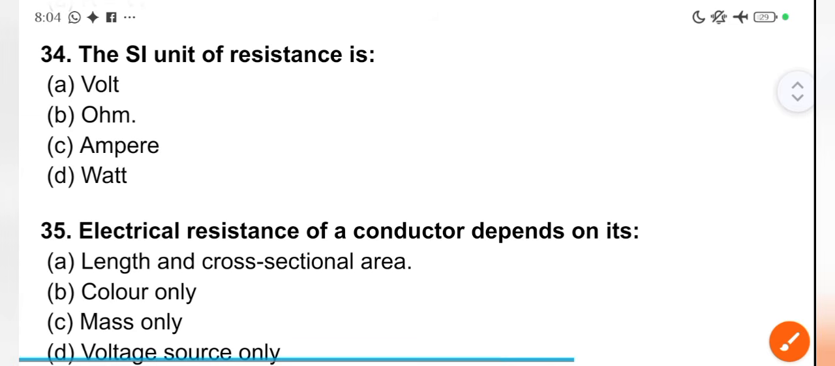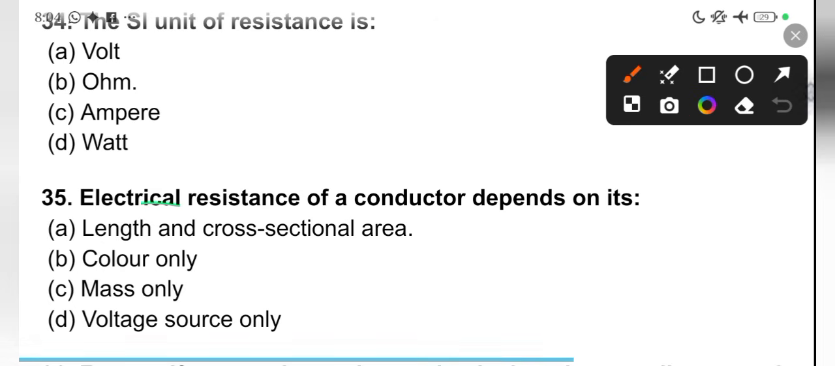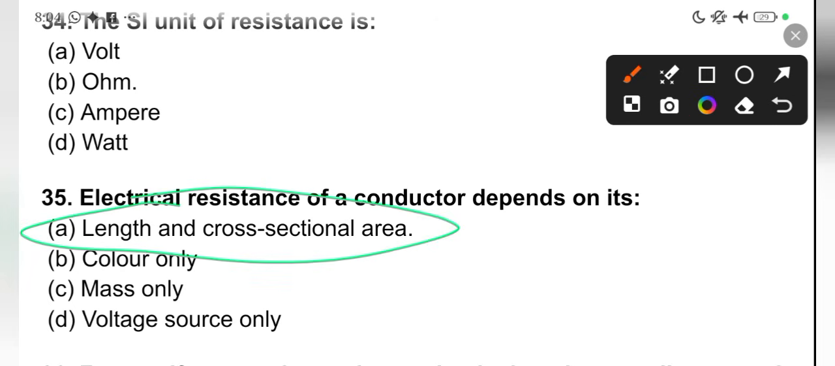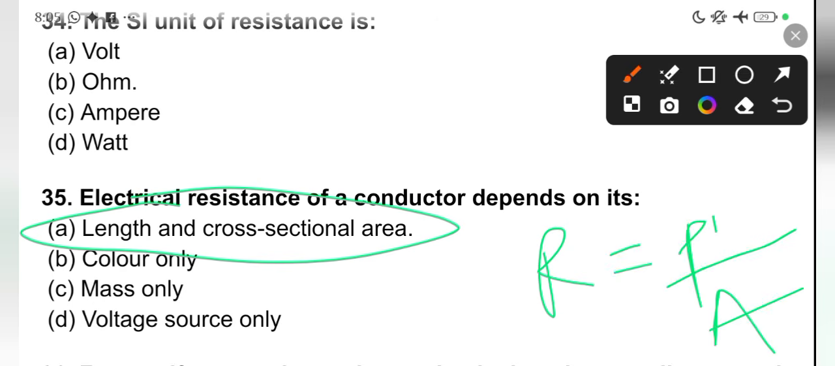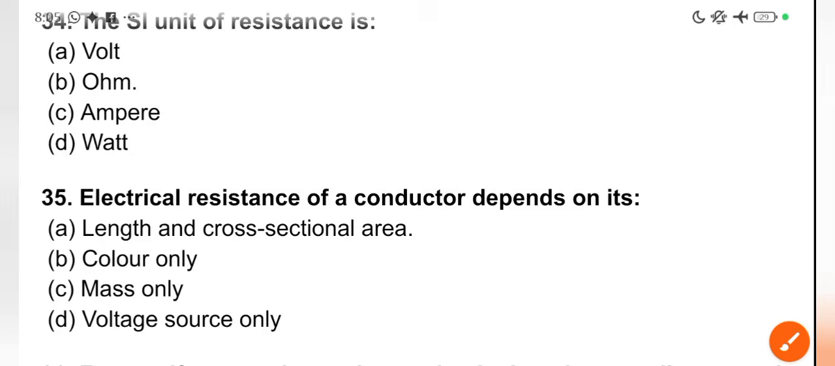Electric resistance of a conductor depends on its length and cross-sectional area. You should remember the formula. Resistance equals rho L over A. A is the cross-sectional area, rho is the resistivity, and L is the length. These things affect the electrical resistance of a conductor.